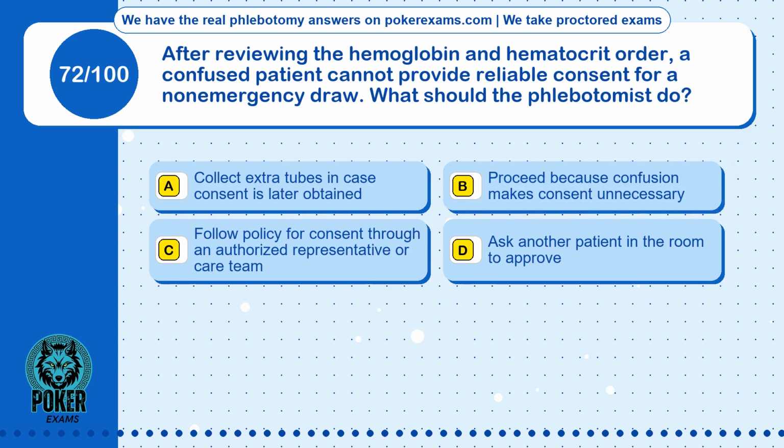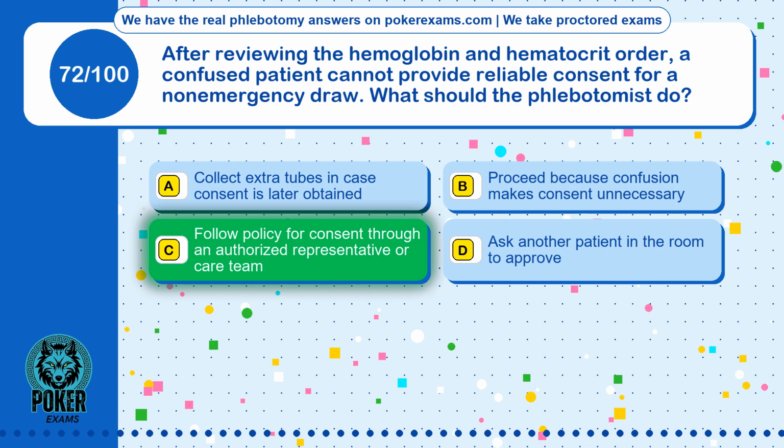Question 72. After reviewing the hemoglobin and hematocrit order, a confused patient cannot provide reliable consent for a non-emergency draw. What should the phlebotomist do? Option A. Collect extra tubes in case consent is later obtained. Option B. Proceed because confusion makes consent unnecessary. Option C. Follow policy for consent through an authorized representative or care team. Option D. Ask another patient in the room to approve.